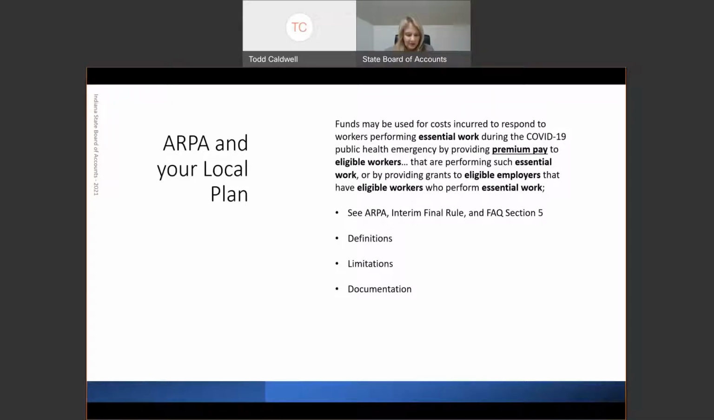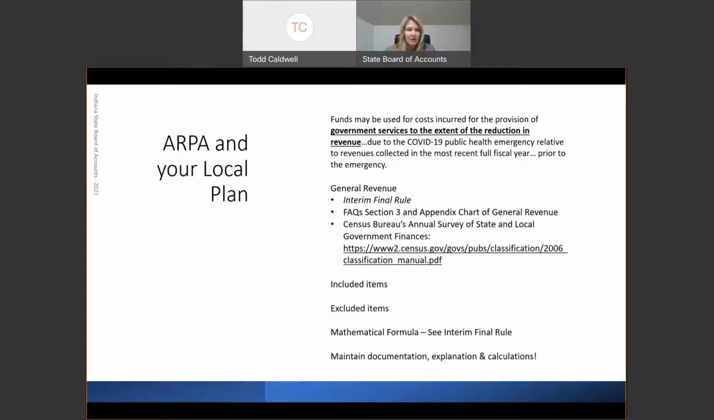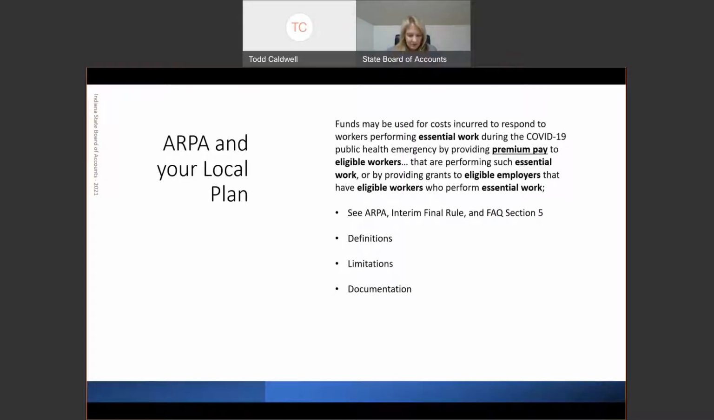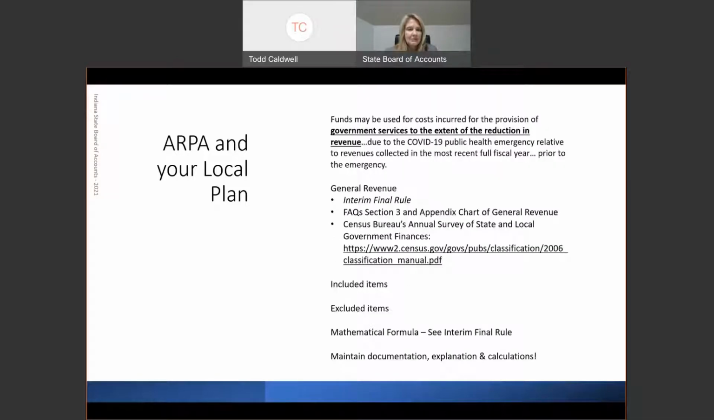Okay, on the third section, funds can be used for costs incurred to respond to workers performing essential work. I'm sorry, I need to go to the next one, Todd. There we go. Funds can be used for costs incurred for the provision of government services to the extent of the reduction in revenue due to COVID-19 public health emergency, relative to the revenues collected in the most recent full fiscal year prior to the emergency.